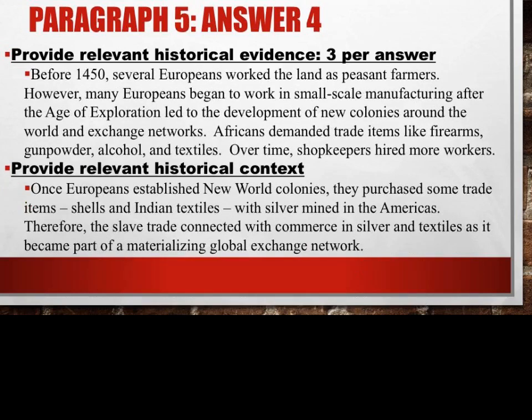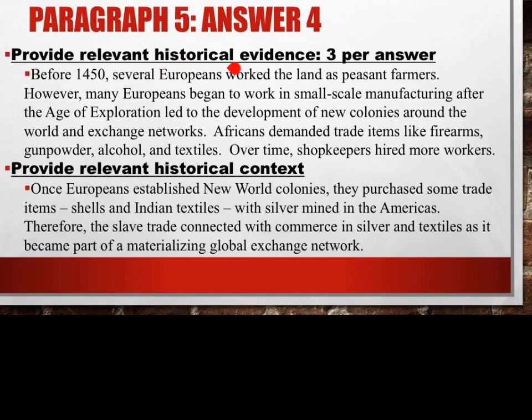Okay, in the fourth answer that I gave you, an increased number of people began small-scale manufacturing. Here's your evidence for that answer. Before 1450, several Europeans worked the land as peasant farmers. However, many Europeans began to work at small-scale manufacturing after the age of exploration led to the development of new colonies around the world and exchange networks. So that right there both supports my answer, as an increasing number of people began to work in small-scale manufacturing.